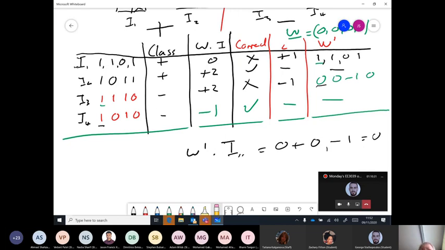So this leads to a huge disadvantage of this method.